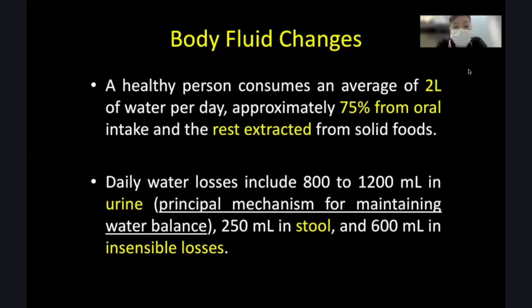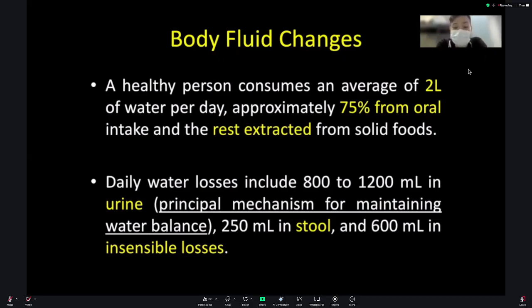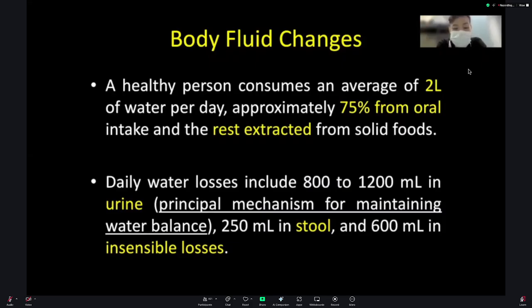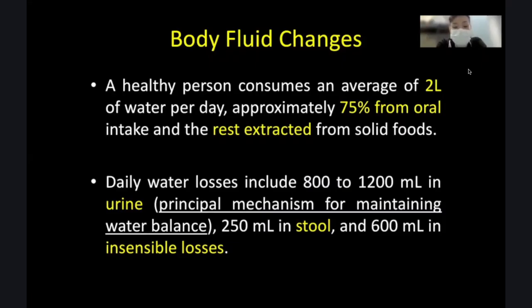On the other hand, daily water losses include 800 to 1.2 liters in urine, which is the principal mechanism for maintaining fluid balance or water balance. Approximately 250 ml in stool, and 600 ml in insensible losses. Later on, we will explain what these insensible losses are. But by the name itself, insensible, these fluid losses cannot be quantified, unlike your urine that can be quantified if you measure it, as well as with stool.